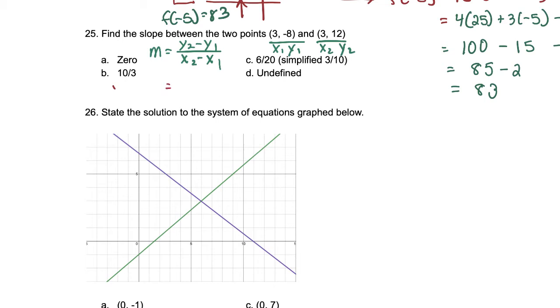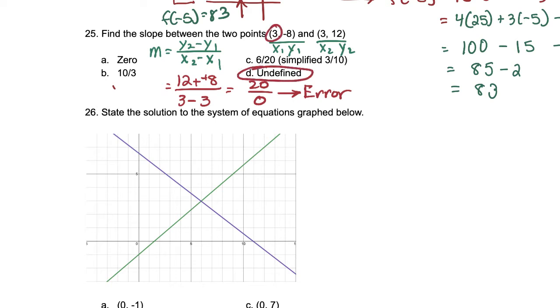So y2 is 12 minus y1, which is -8. So be careful, we're getting double negatives there. Over x2, which is 3, minus x1, which is 3. Holy cow. On top, we get a 20. On the bottom, we get 0. Now, don't forget, this is something you can type into your calculator, and your calculator will give you an error. That's because this is not possible. This is undefined. That's D.